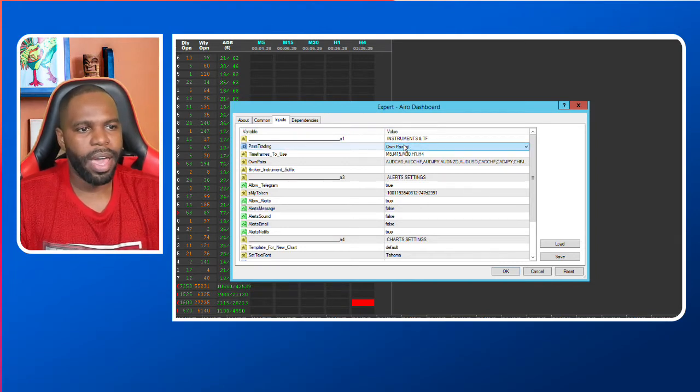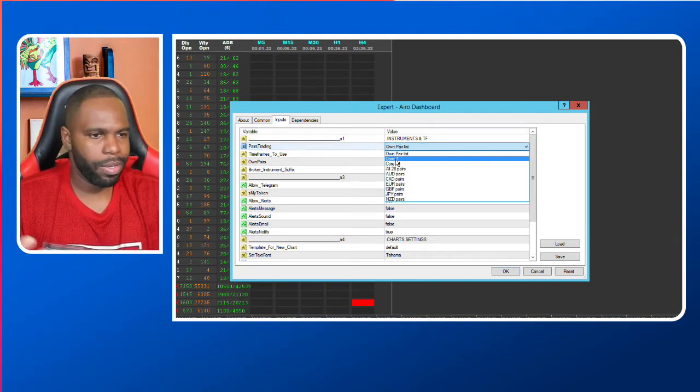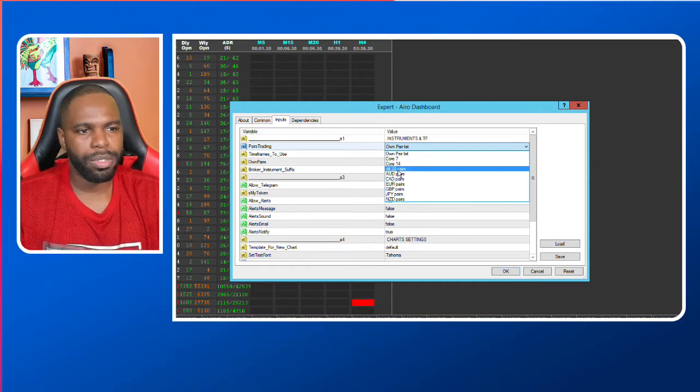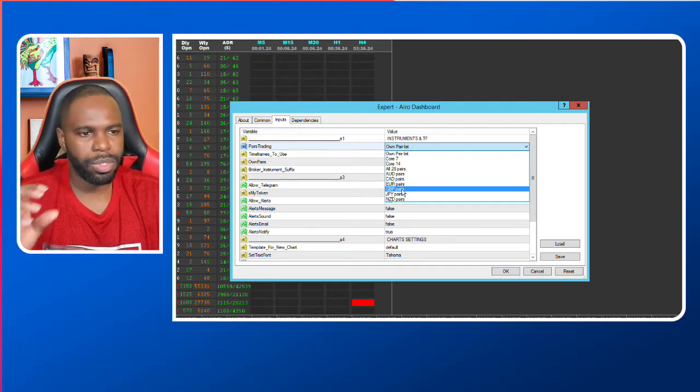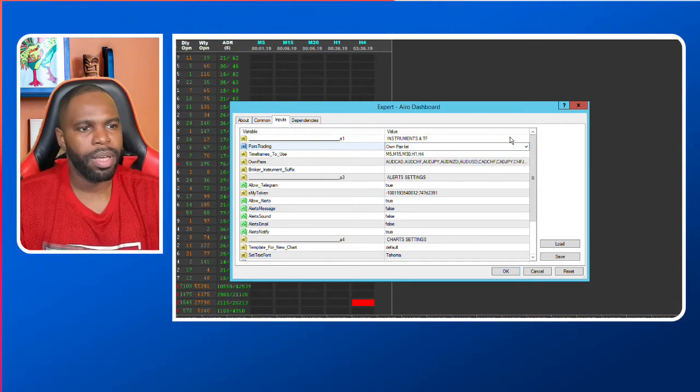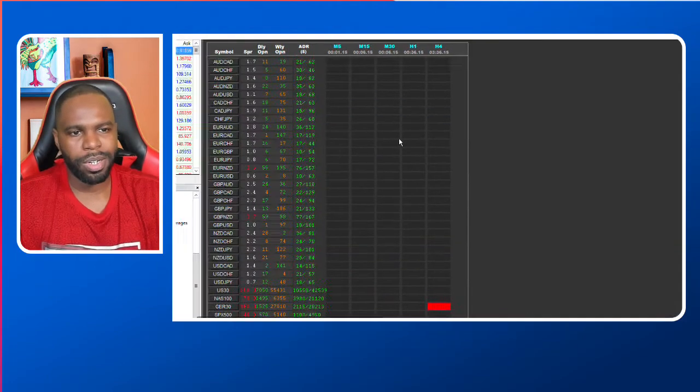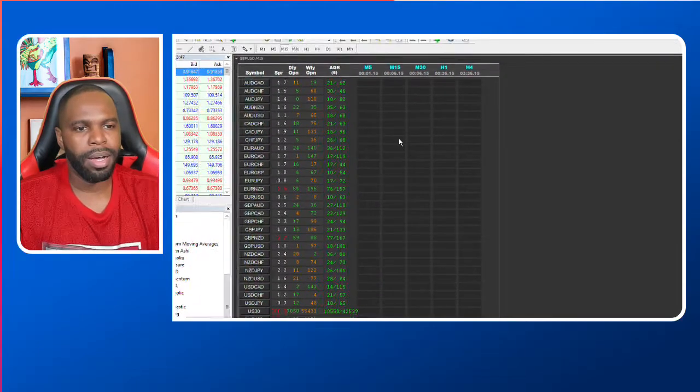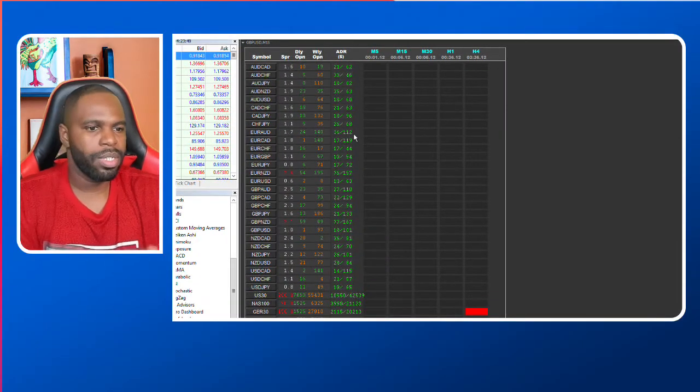You have options here to choose the core 7, all 28 pairs, or if you only want to trade one pair and only receive alerts on that one pair, you're able to choose that. It's very simple, and once you set that up, this is what you're going to see. You're going to see all of your pairs, some spreads, and the ADR, which stands for average daily range.